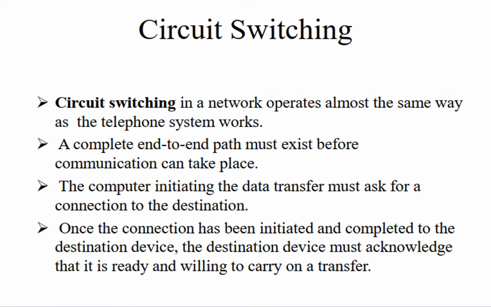Circuit switching in a network operates almost the same way as the telephone system works. A complete end-to-end path must exist before communication can take place. The computer initiating the data transfer must ask for a connection to the destination. Once the connection has been initiated and completed to the destination device, the destination device must acknowledge that it is ready and willing to carry on a transfer.